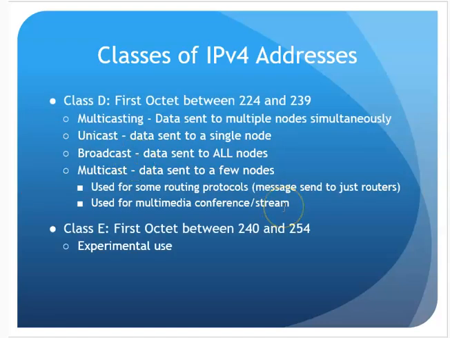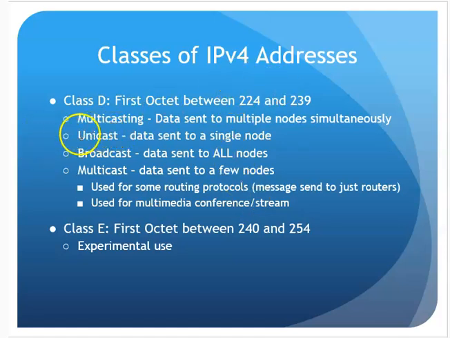Now, a couple other things we want to recognize. We know there's a Class D and a Class E. Well, Class D is set aside for what's called multicasting, and the first octet would range from 224 to 239. So if I see a 224 address, I know it's a Class D, and it's set aside for multicasting. Okay. And actually, before I forget, Class E is set aside for experimental use, 240 to 254. Class E was for experimental. Okay, back to Class D.